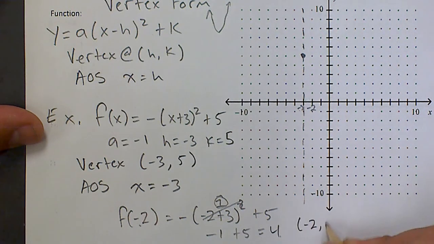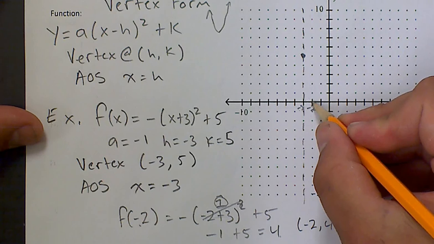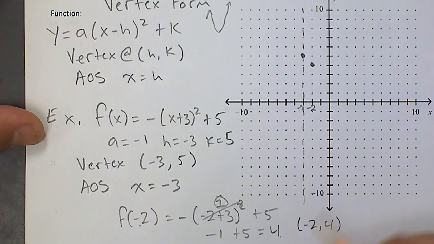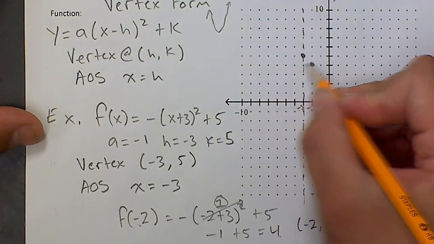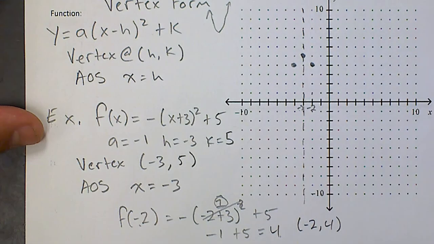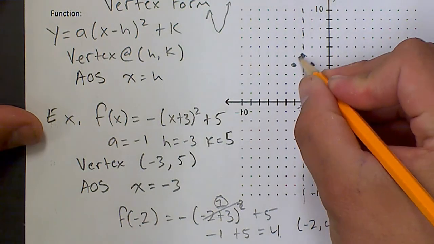Negative 2, 4. So let's go to negative 2, left 2, up 4. Here's the other point. This point is 1 unit away from the axis of symmetry. Reflect across, go 1 unit the other way from the axis of symmetry, and there's our other point. Let's make our graph nice and rounded.